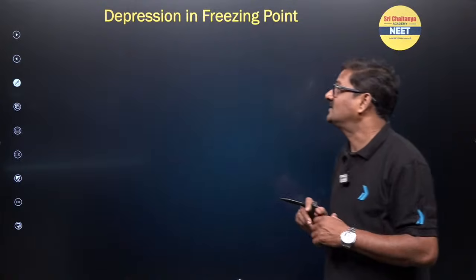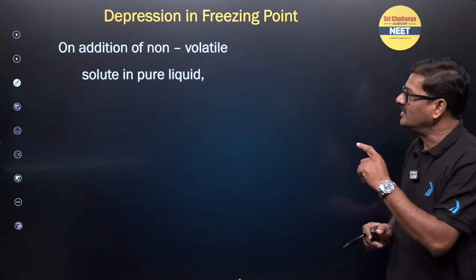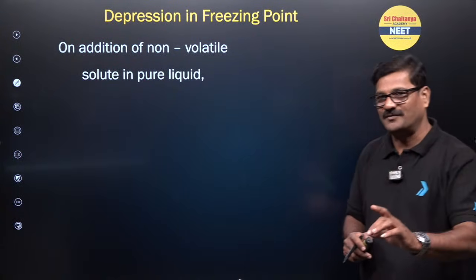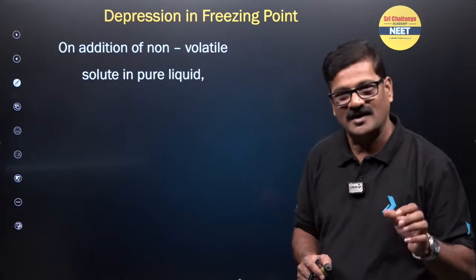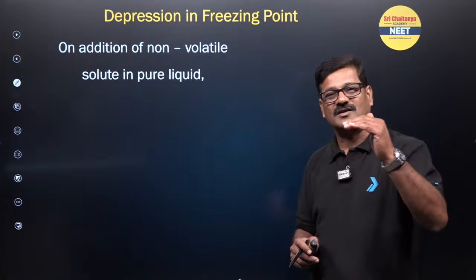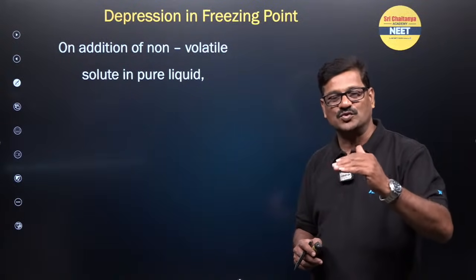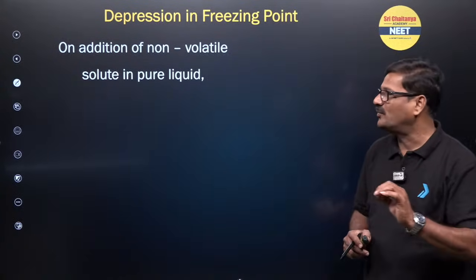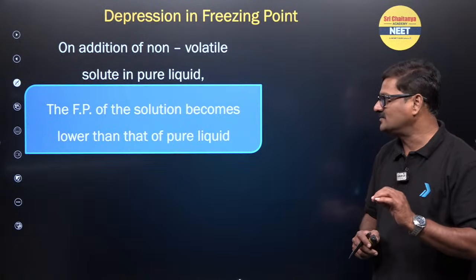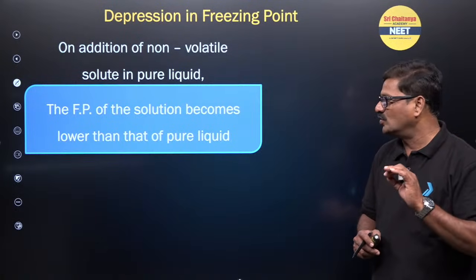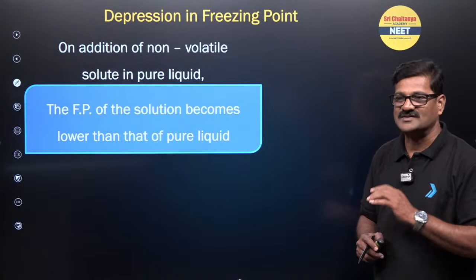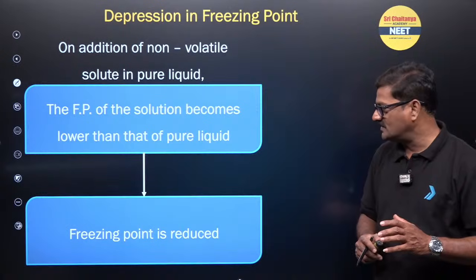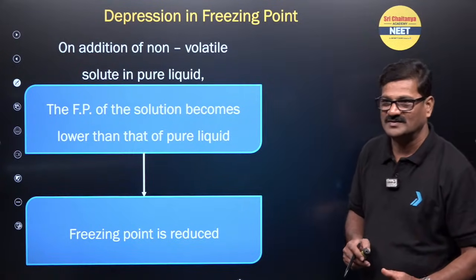So let us see here the depression in freezing point on addition of a non-volatile solute to a pure liquid. Water freezes at 0 degree centigrade. If you add some salt to that, what happens? Water is going to freeze at -2, -3, something like that. So the freezing point is decreased. The freezing point of the solution becomes lower than that of the pure liquid. That is called freezing point depression. So I mean to say freezing point is reduced, right?